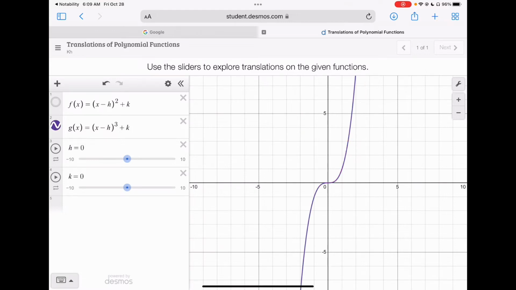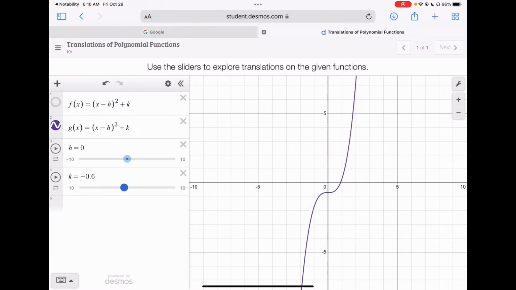Okay, so if we look at the cubic function, same rules apply, it's just a different function. We call it a parent function, the one that we're starting with. For a quadratic, a parent function would just be f of x equals x squared. For a cubic function, it would be x cubed. So still horizontal translation: if h is positive, that shifts it to the right. If h is negative, that shifts it to the left. And then for vertical, if k is positive, that shifts it up. If k is negative, it shifts it down.